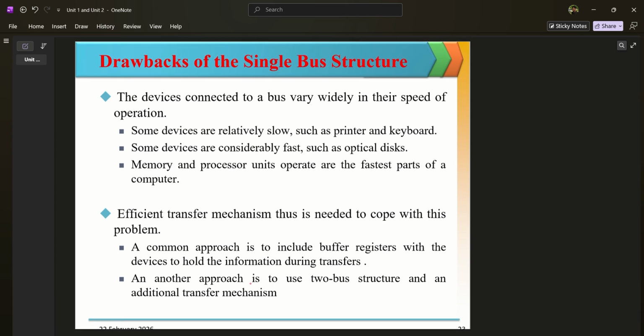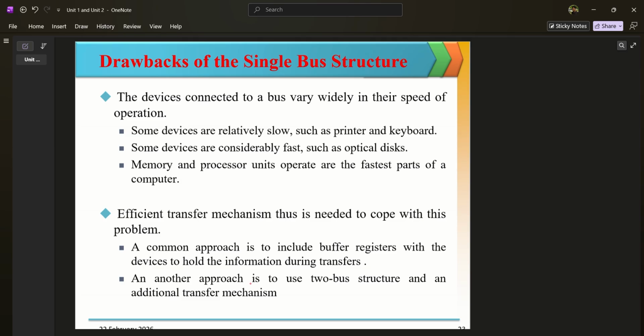The devices connected to a bus have very different possible speeds of operation, right? So when there is a slow device, that will become the bottleneck of the entire bus structure. So there is a need for an efficient transfer mechanism to cope with this problem.